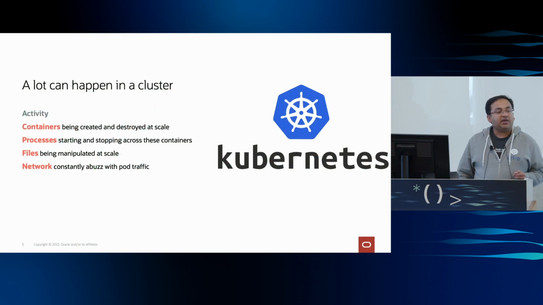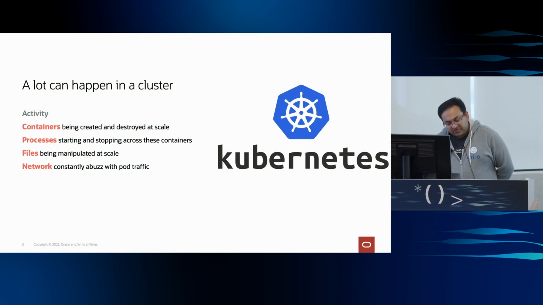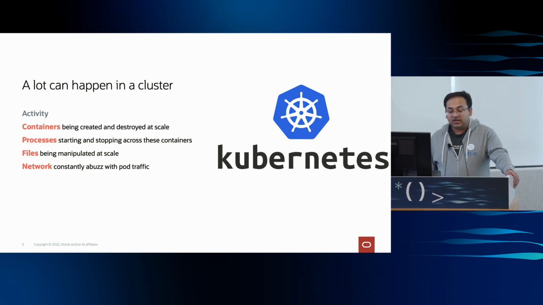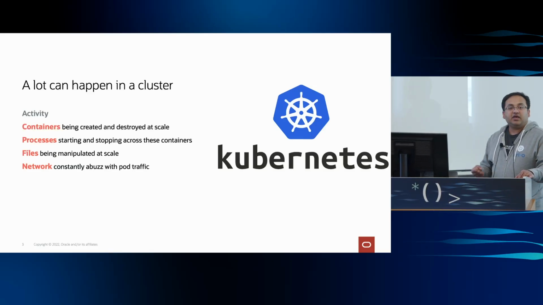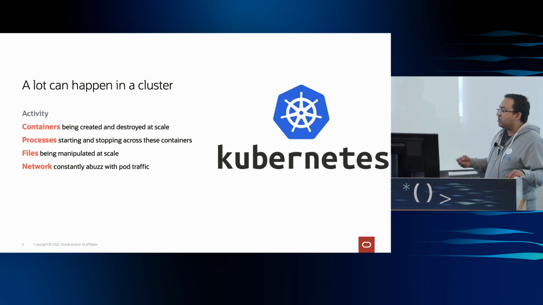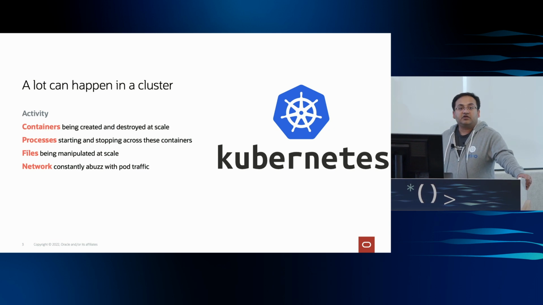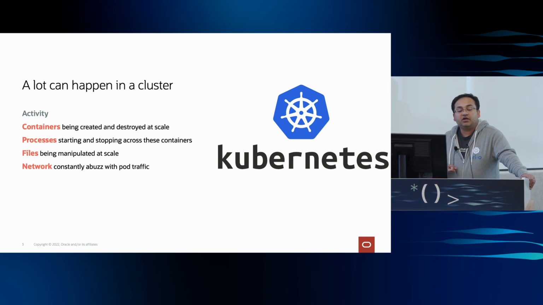And a lot can happen inside a cluster, right? So from a security perspective and from the security activity that you might want to observe, when you look at a Kubernetes cluster, there are containers being created and destroyed at scale, constantly, all the time, right? Especially if you're using HPA or cluster autoscaler or both in conjunction with each other. When you have these scale events happen, you're automatically creating new containers, you're automatically destroying existing containers when you're scaling down. A lot of processes are starting up and shutting down along with these, right?